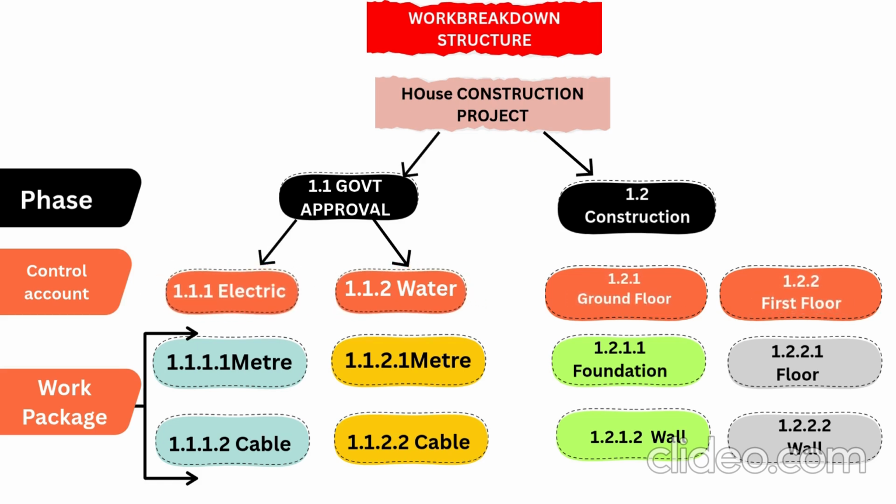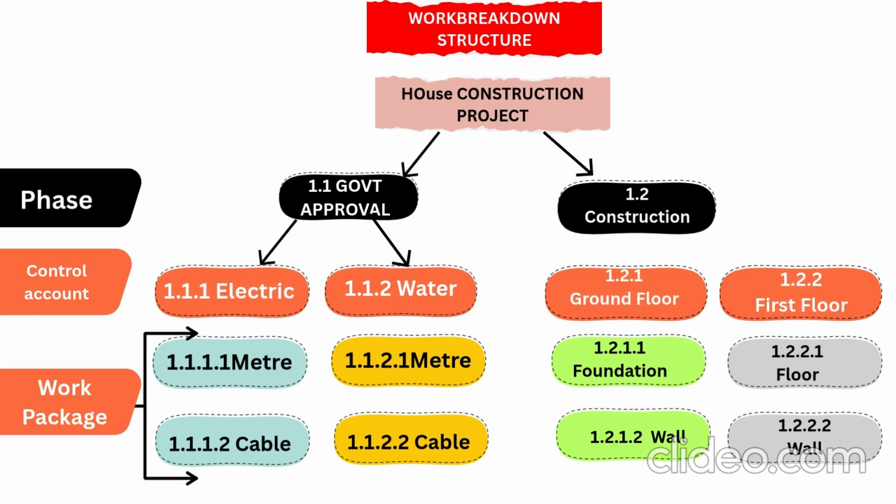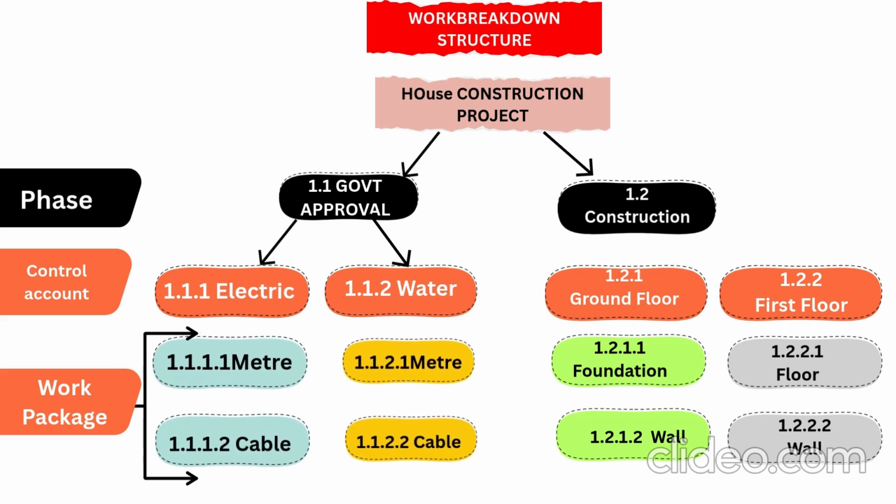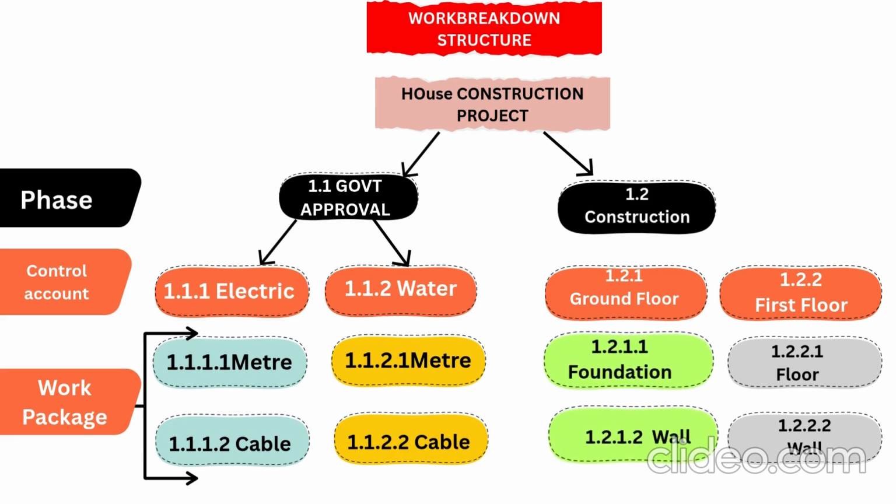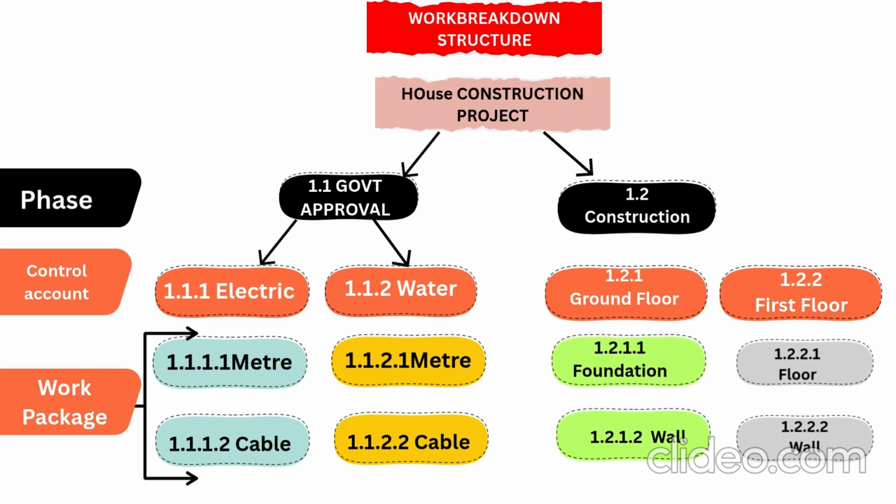Then each control account is again divided into work packages. That is, if you see the electric control account, it is divided into meter and cable. If water, it is divided into meter and cable. Then if you see ground floor, it is divided into foundation and wall, and first floor, it is divided into floor and wall. So this is how we break the work to give a wholesome understanding of what we are going to do in a project. So this is what we call WBS, work breakdown structure.